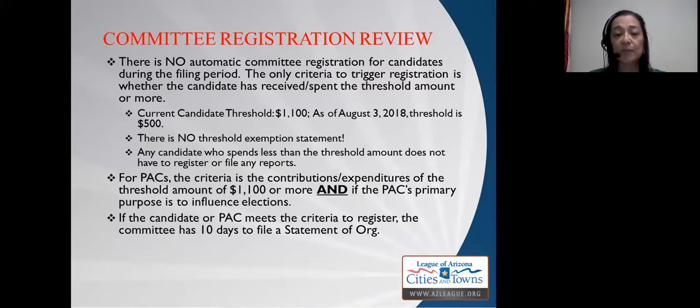Any candidate who spends less than the threshold amount does not have to register, and they do not have to file any reports. For political action committees, the criteria is contributions and expenditures of the threshold amount, being $1,100 or more, and their primary purpose is influencing elections. So that's the two criteria for PACs. And then if a candidate or a PAC meets the criteria to register, the committee has 10 days to file a statement of organization.